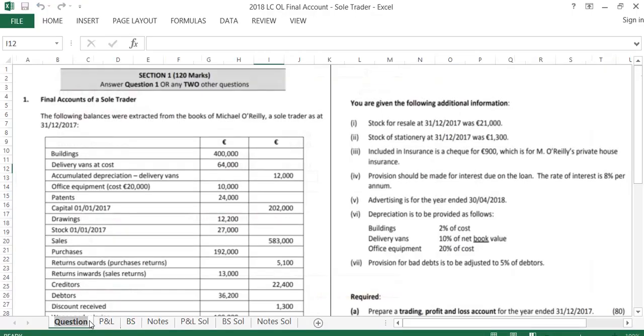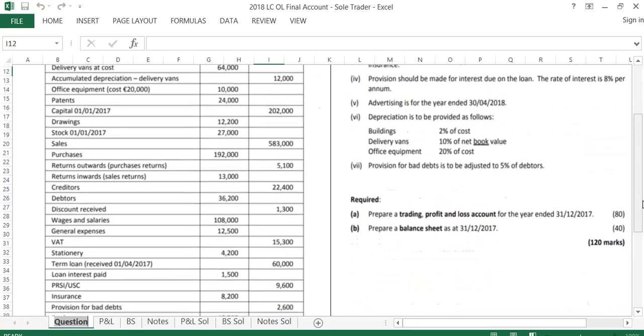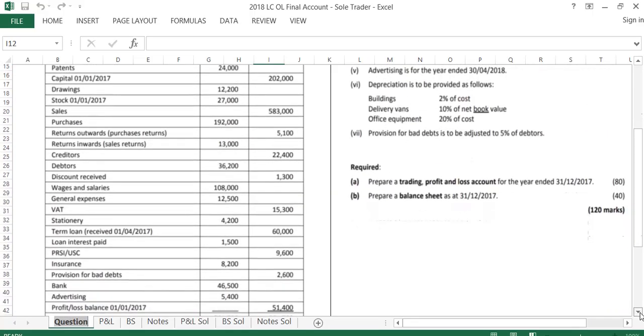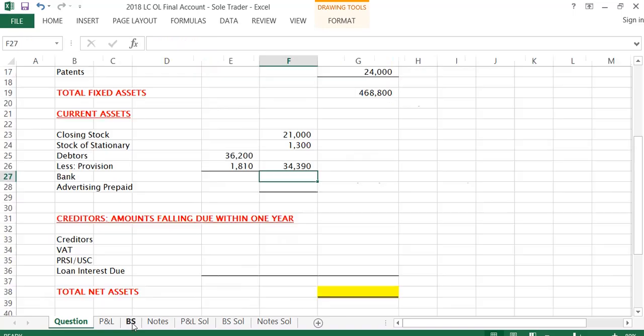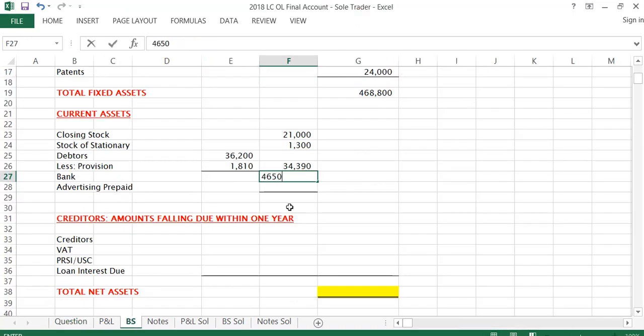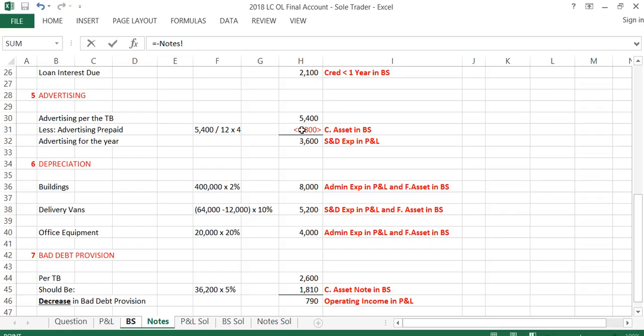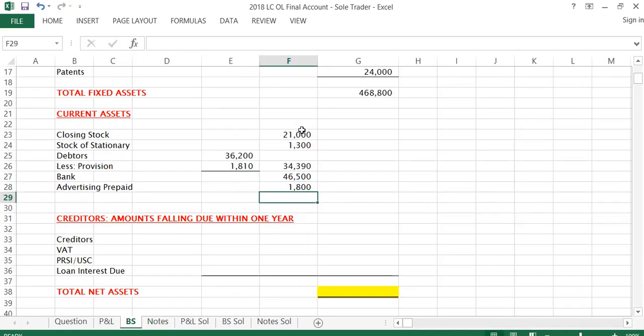Now, in this question, if I look at bank, you have to be careful with it. Sometimes bank is an asset and sometimes it's a liability, an overdraft. So in this question, bank is a debit balance of 46,500, which means it's an asset. If it was a credit balance, it would be an overdraft and it would go below in liabilities. And don't forget about the advertising prepaid. There's advertising prepaid of €1,800 at the end of the year, which is an asset, so that will also have to go in there. So in total, my current assets come to 104,990.